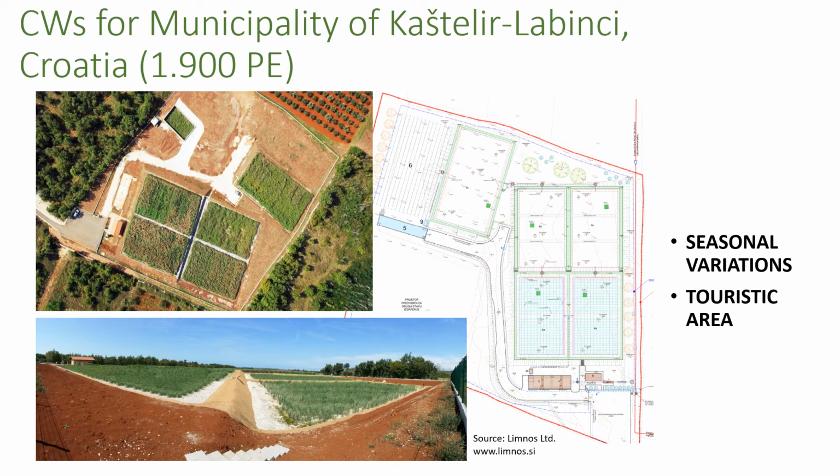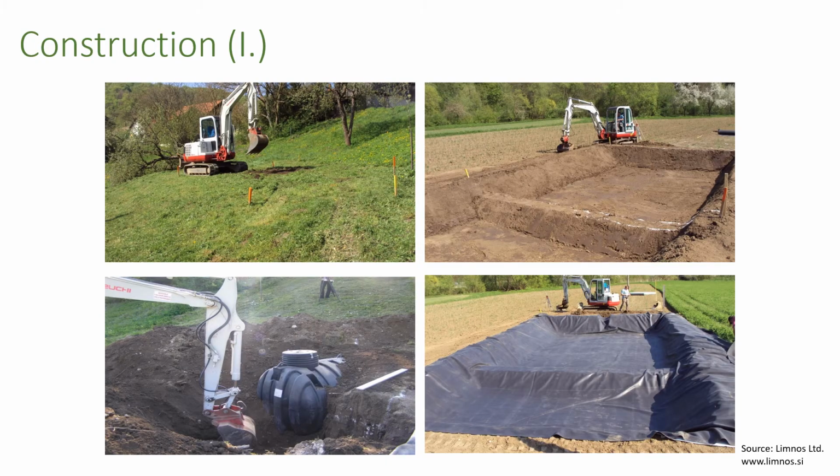So this MBS technology was chosen because of its buffer capacity, constant microbiological mass, low operational and maintenance costs, and aesthetic look. So how does construction look like? Here you can see construction of one small constructed wetland. First are excavation works, follows installation of sedimentation tank for primary treatment, and then installation of foil to ensure water tightness of the whole system.